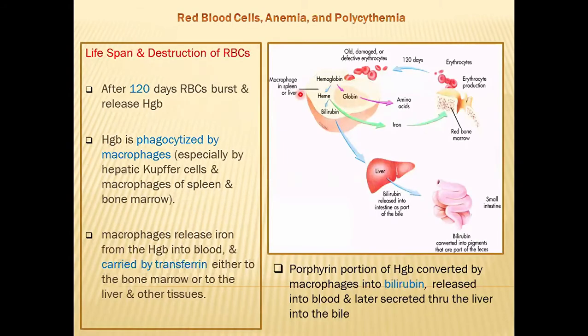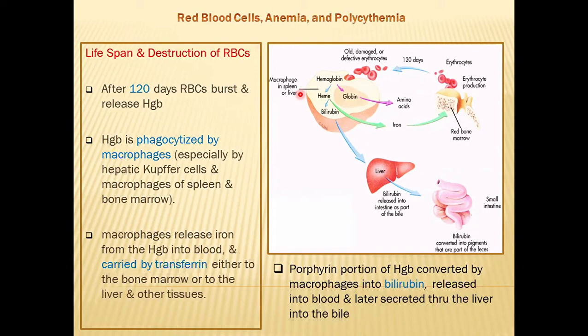So lifespan and destruction of RBC, 120 days. It bursts and releases the hemoglobin. The hemoglobin is phagocytized by the macrophages, especially by the Kupffer cells in the liver and in the macrophages of your spleen and the bone marrow. The macrophages release iron from the hemoglobin into the blood, carried by transferrin either to the bone marrow or to the liver or to the other tissues.